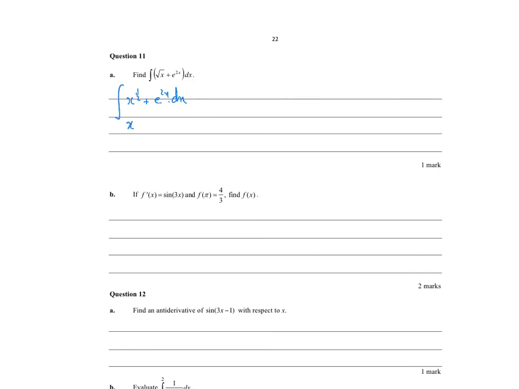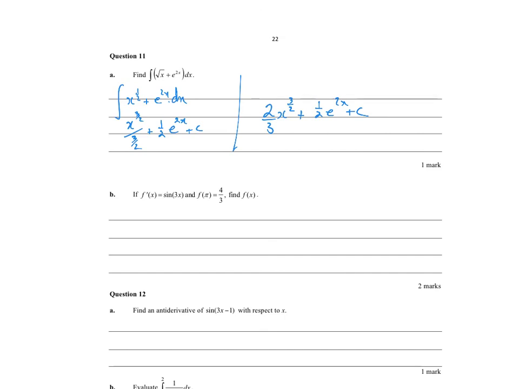So we get x to the 3 on 2 over 3 on 2, plus 1 on k e to the kx. So over 2/3, that becomes 2 on 3 x to the 3 on 2 plus 1/2 e to the 2x plus some constant c.